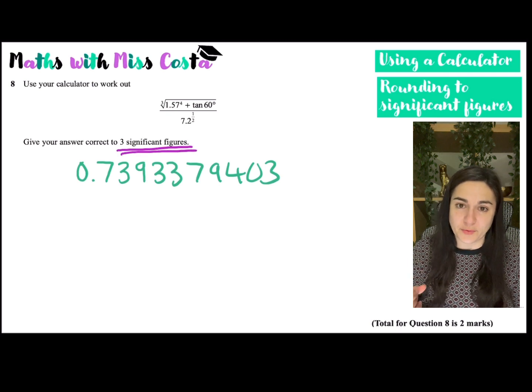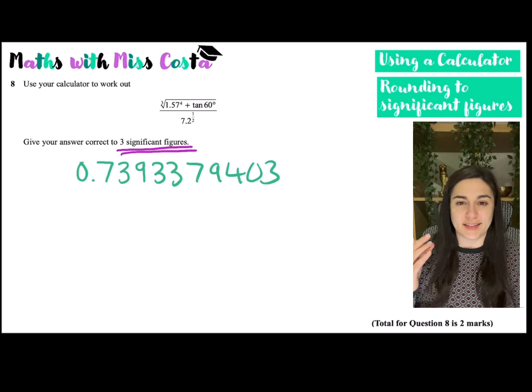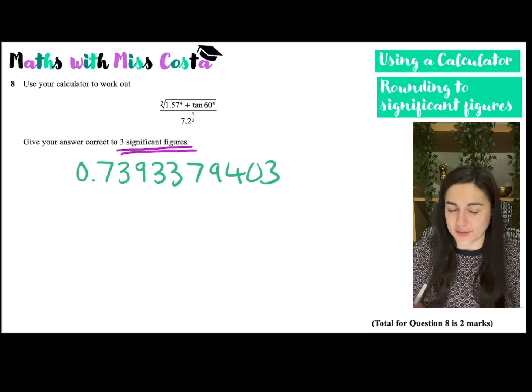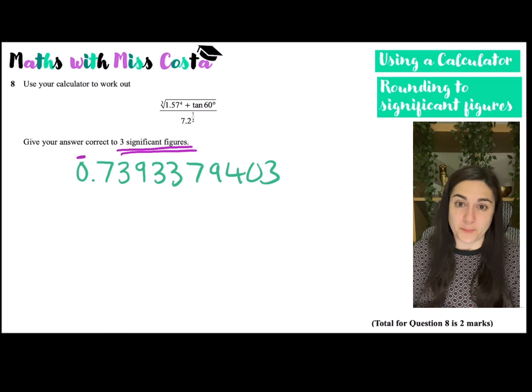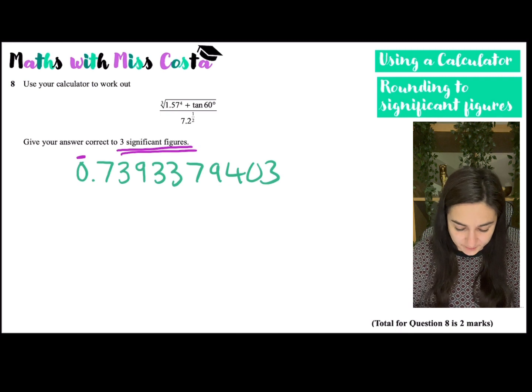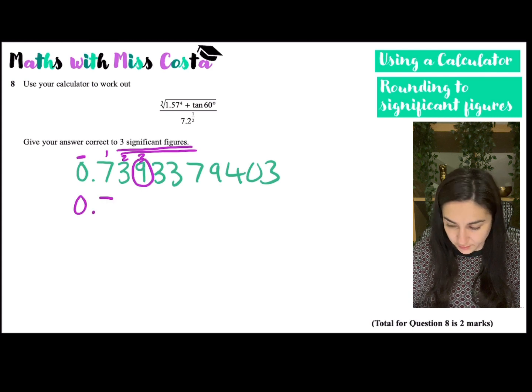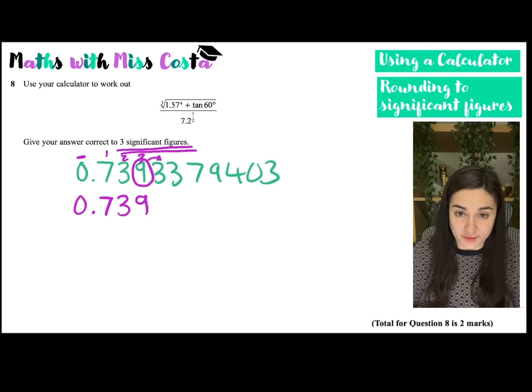So that just means 3 digits when the first one is a non-zero. So like this zero does not count as a significant figure because it's before the number technically starts. The first non-zero digit is your first significant figure. So this is your first significant figure, second and third. So this is what we would be rounding. So that becomes 0.739 because 3 is less than 5. So we round the number down or keep it as it is.